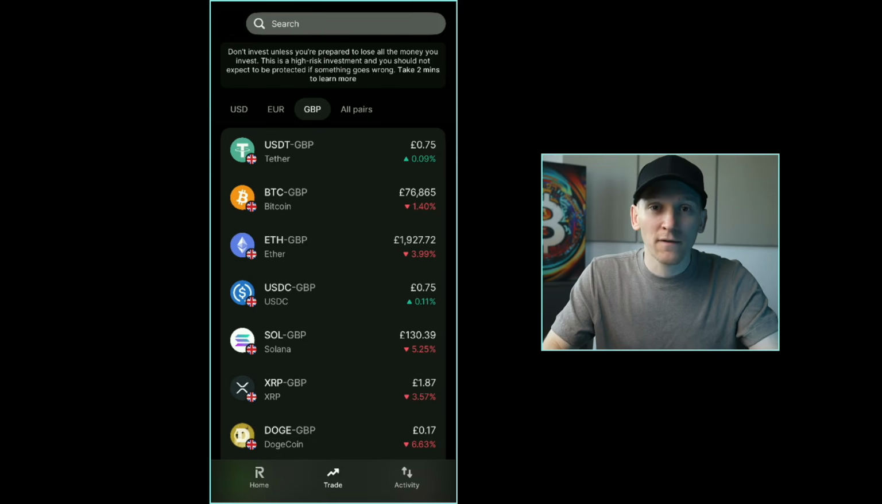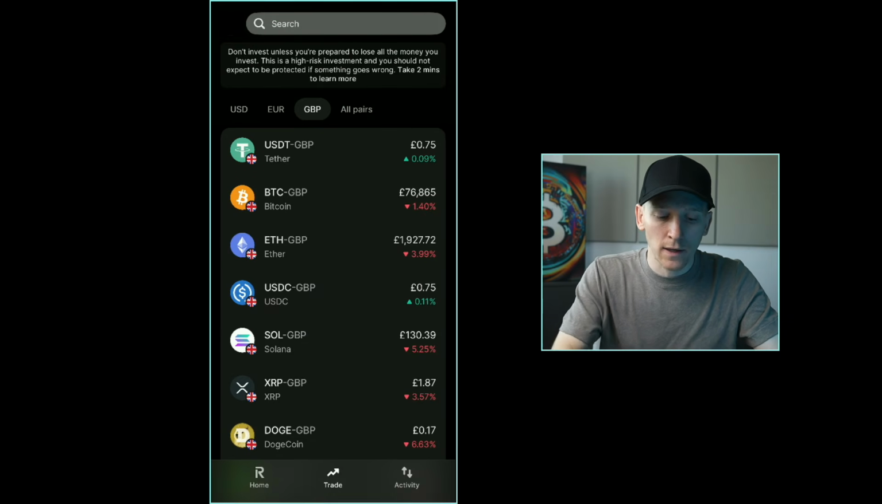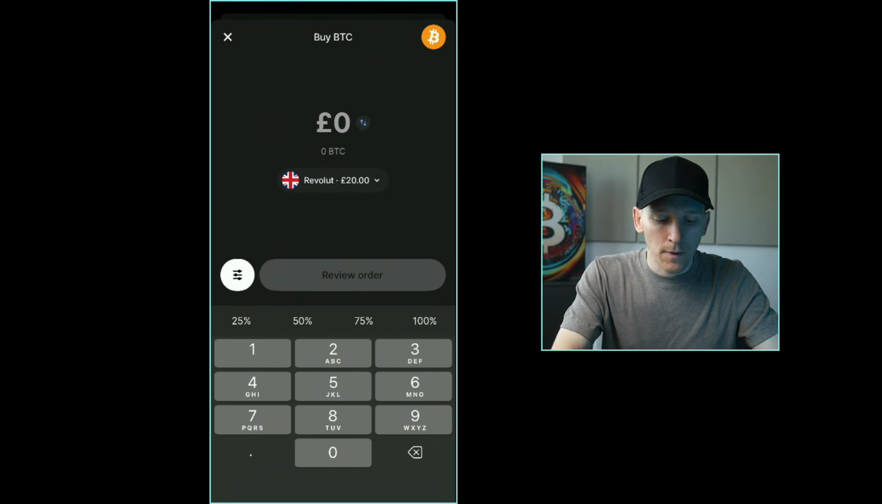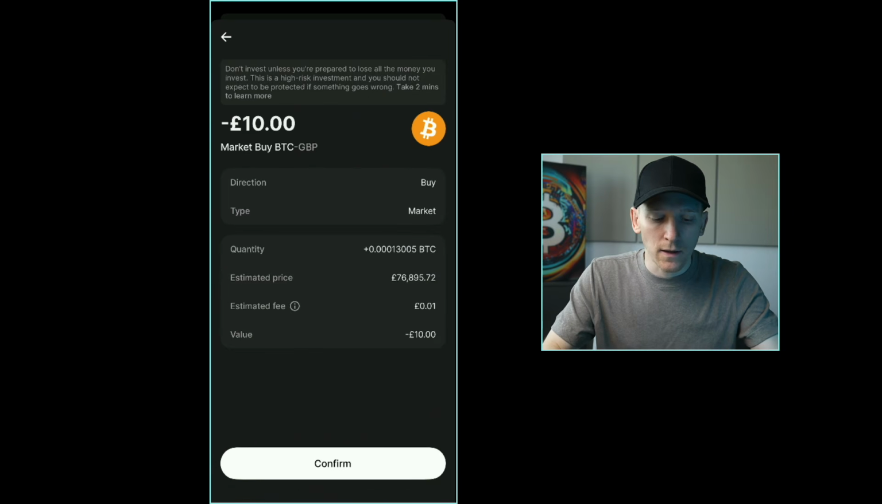Just so you can see the process of getting an order finished, I'll show you a market order here. So I'm going to be buying Bitcoin with pounds, press buy. I'm going to spend 50%, let's say, review order. You can see the estimated price and the estimated fee, press confirm.